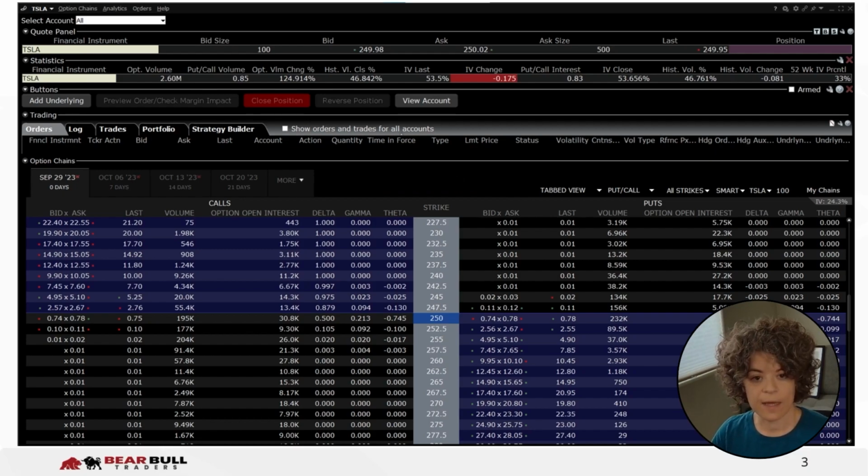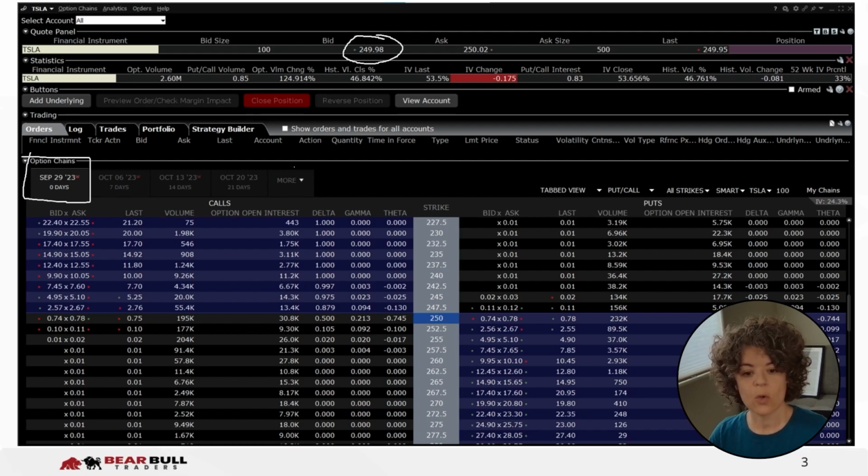Here we have Tesla, and the current stock price when this screenshot was taken was around $250. So we're at $249.98, basically $250. Now, if we take a look at the expiration on this, we can see that there are 0 days until expiration. So all of these contracts in this image are expiring on this day.